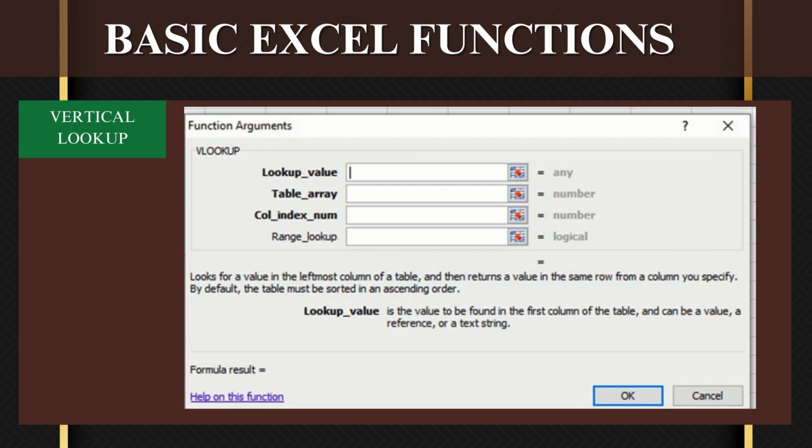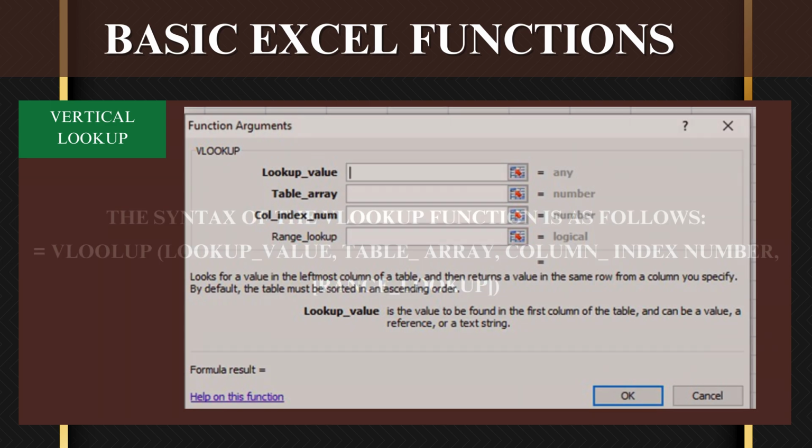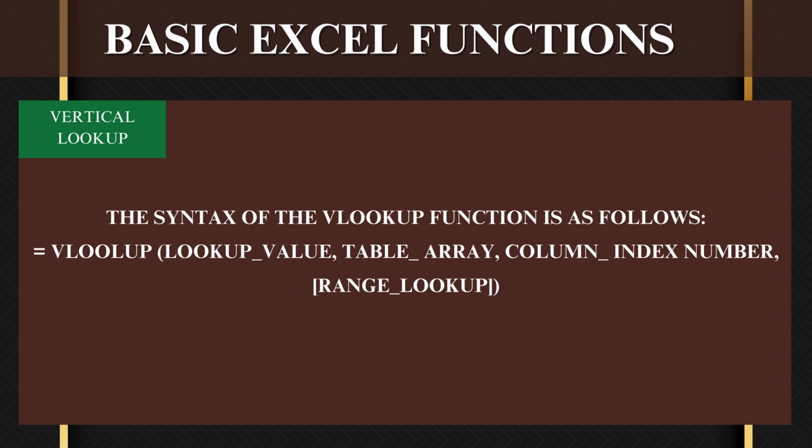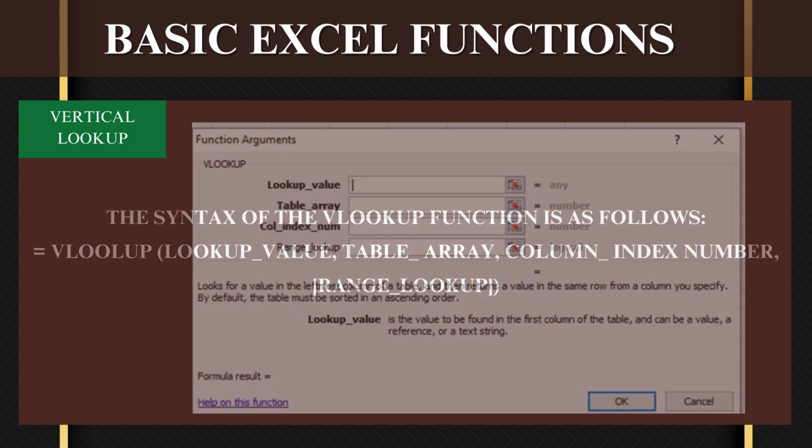The VLOOKUP function in Excel is a powerful tool that allows us to search for a value in a specified range of cells and return a corresponding value from the same row or a different column. It stands for vertical lookup. The syntax of the VLOOKUP function is as follows. =VLOOKUP(lookup_value, table_array, col_index_num, range_lookup). Here is what each argument means.